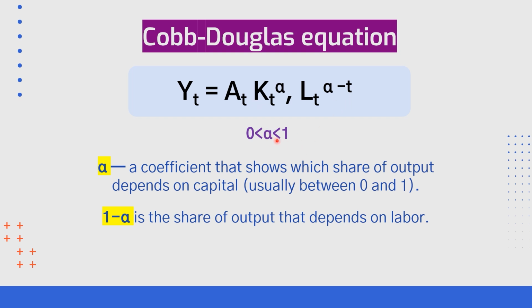If alpha is 0.3, it means that 30% of the output depends on the capital, while the remaining 70% depends on the labor. If we increase both capital and labor by the same proportion, total output will increase by the same proportion. This means that if we double capital and labor, output would also double. Mathematically, the function exhibits constant returns to scale, meaning this equation. What does it mean? Increasing capital without increasing labor eventually leads to slower growth in GDP.